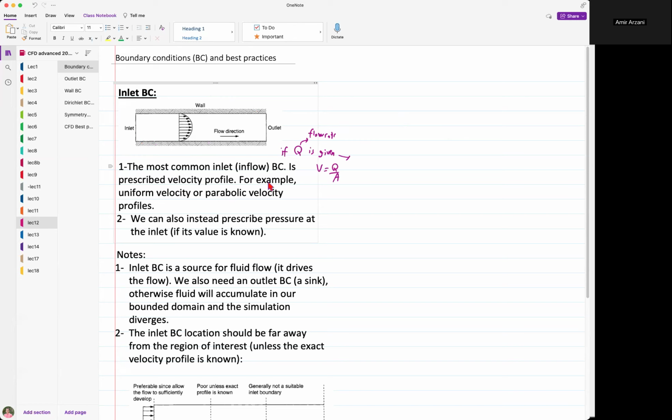And if we know the flow rate coming into the domain, we can still impose velocity by simply dividing the flow rate by the cross-sectional area. And of course, mapping that to the appropriate velocity profile, such as the parabolic velocity profile. We can also impose pressure at the inlet if that is the value that we know instead of velocities. We also have that choice.